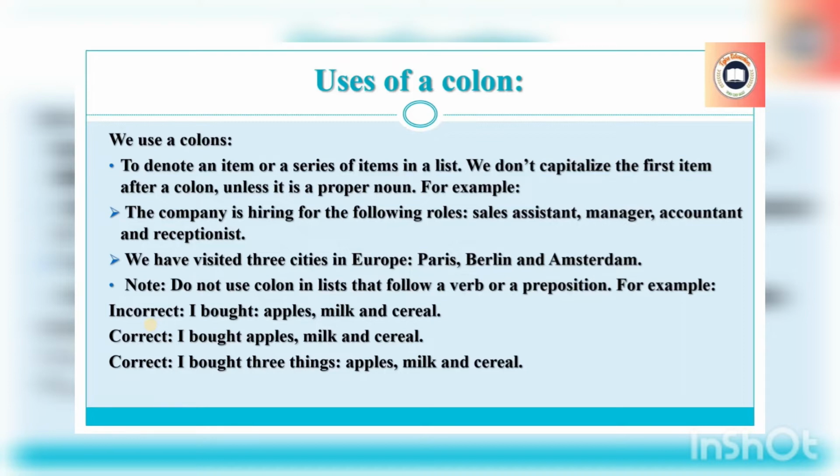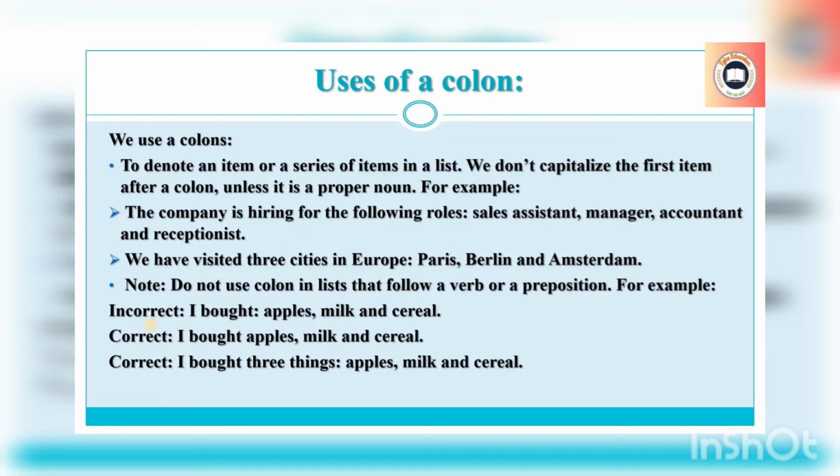And now another thing to note here is that we don't use a colon in lists that follow a verb or a preposition. Let's take a few examples. I bought apples, milk, and cereal.